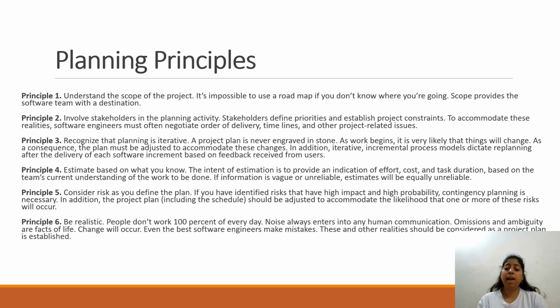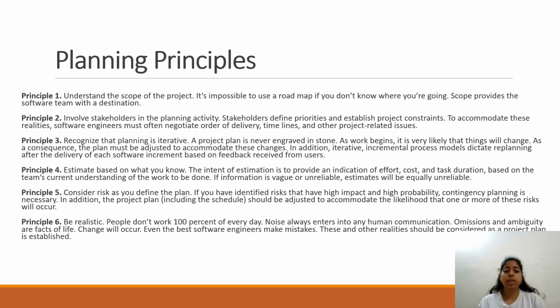There are a total of 10 planning principles. Let us discuss them one by one. The first principle states: understand the scope of the project. It's impossible to use a roadmap if you don't know where you're going. Scope provides the software team with a destination.